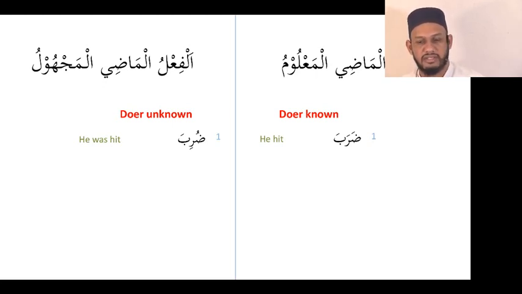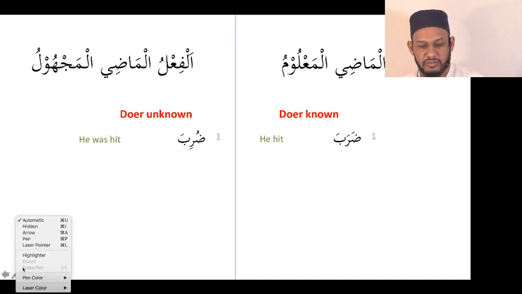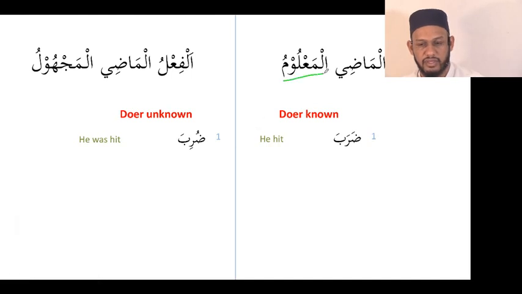At the end it says al-ma'loom here, and we have al-majhool. From the word ma'loom, you have the word ilm, ayn lam mim, which means knowledge. From the word majhul, we have jahala, jahiliya, jahal. Jahal means to be ignorant, to be unaware.